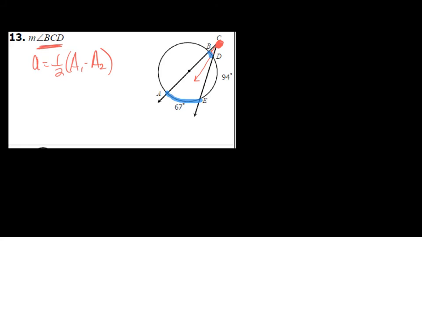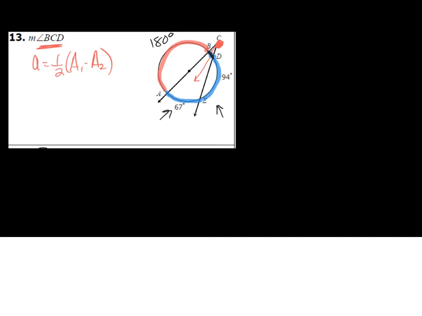Well, it looks like we don't have enough information. And what I do know is that arc DE is 94. And the arc that's missing here is 180 degrees. So let's fill in what we know. If this is 180 degrees, and then this part right here is 67, and this part is 94, I should be able to find the measure of arc BD.